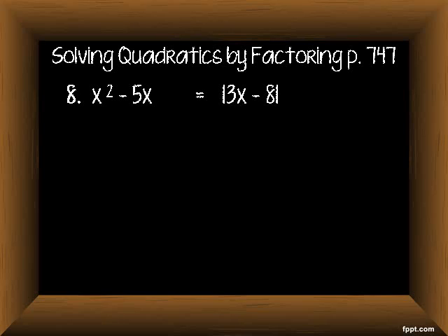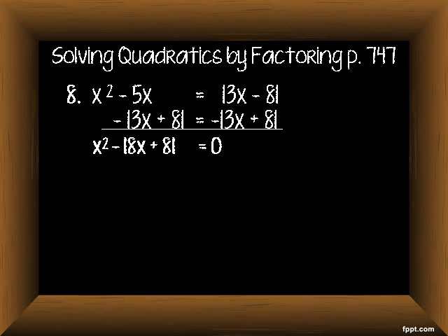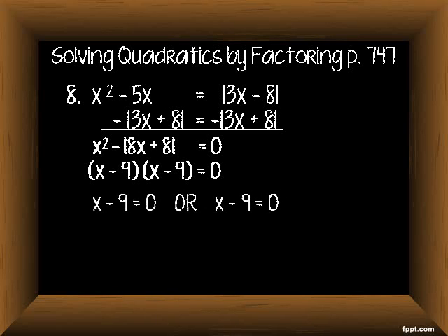Again, just use transformations to get it into standard form. We want it to be set equal to 0, which means we need to use our inverse operations to make it happen. And now that it's in standard form, factor it. Set each factor equal to 0.